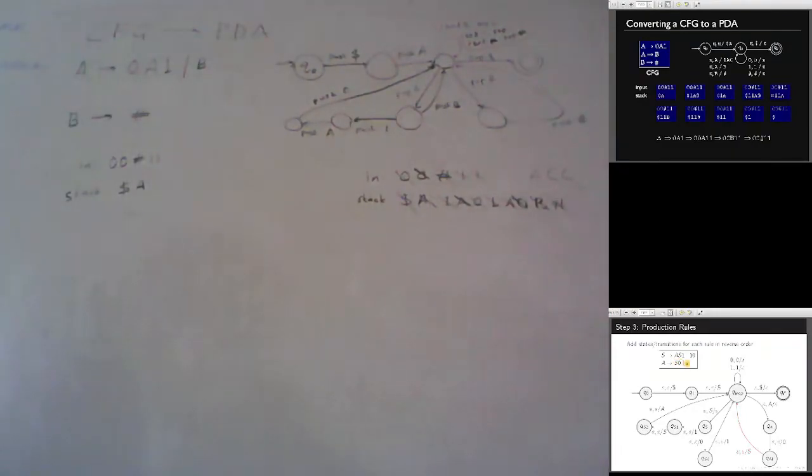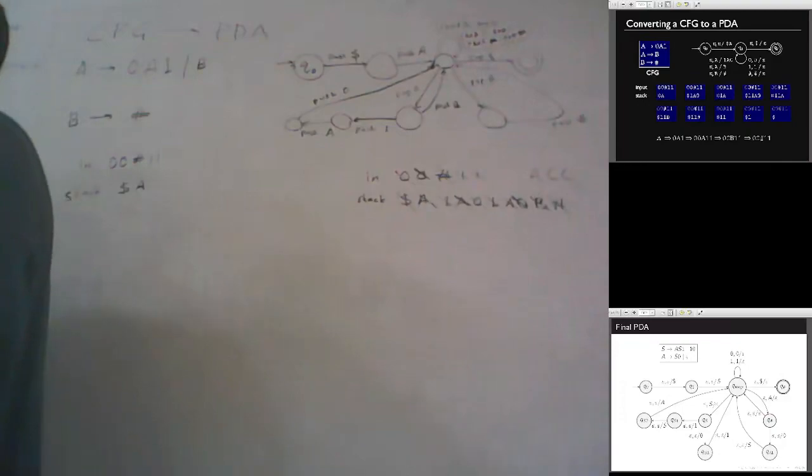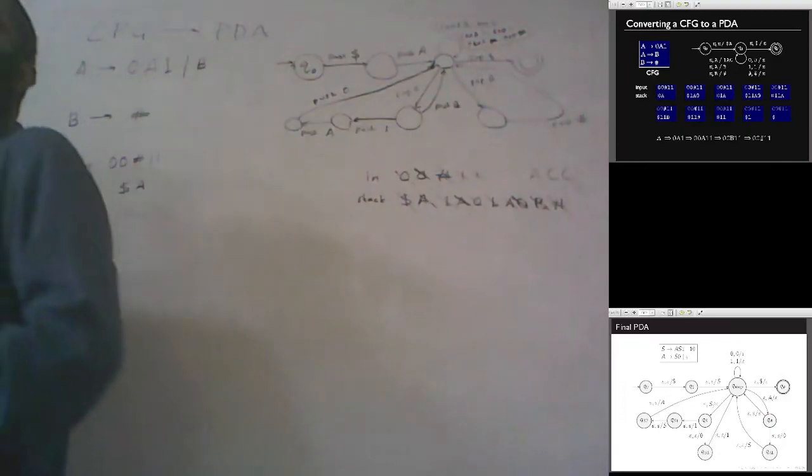Finally, we have epsilon, and actually for epsilon you don't need to push anything, right? Because epsilon is not a variable or a terminal. I mean, it basically is an empty string, right? So from the pop A state you can just go straight back to the Q loop with an epsilon transition. And this will be your final PDA. Any questions?